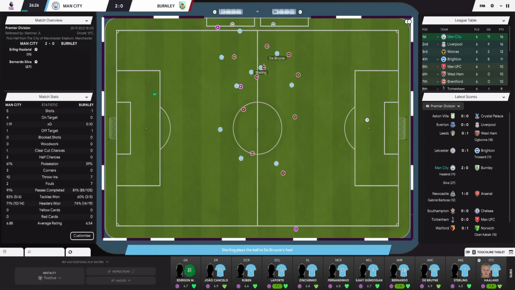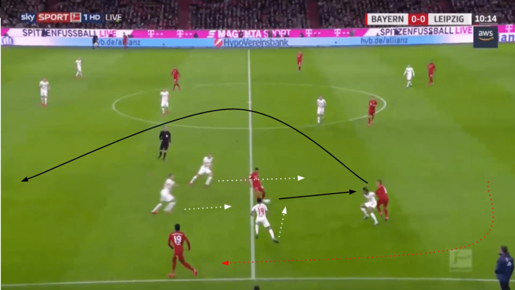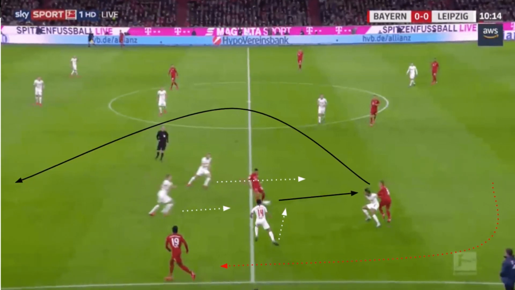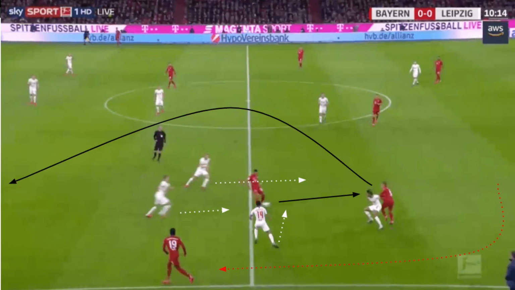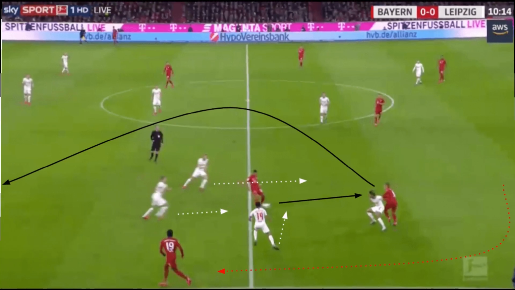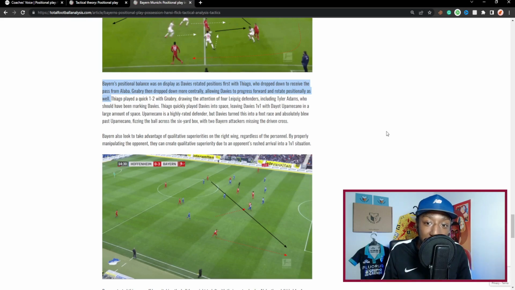Now, many times Bayern look to take advantage of qualitative superiority on their wings. On the left side especially, Alphonso Davies flourished as an attacking fullback under Flick. Bayern's positional balance was on display as Davies rotated positions first with Thiago, who dropped down to receive a pass from Alaba. Gnabry then dropped more centrally, allowing Davies to progress forward and rotate positionally as well. Thiago quickly played Davies into space, leaving Davies 1v1 with Dayot Upamecano in a large amount of space. But Davies turned this into a foot race and absolutely blew past the centre-back, fizzing a ball across the 6-yard box with 2 Bayern attackers missing the driven cross.